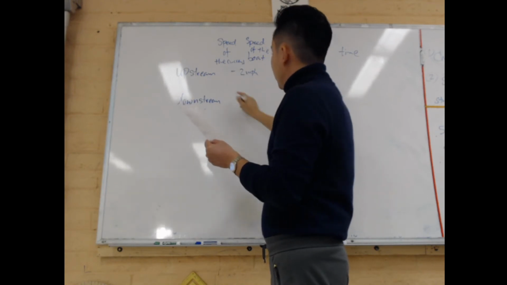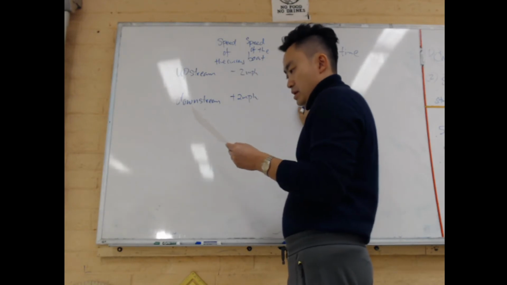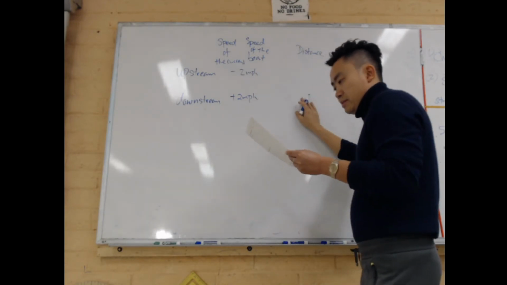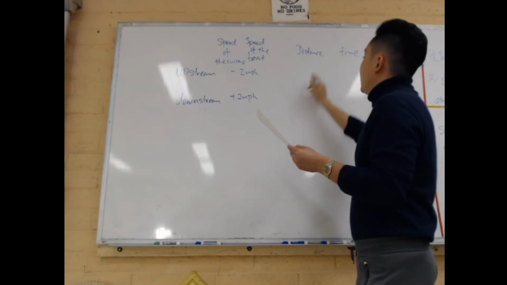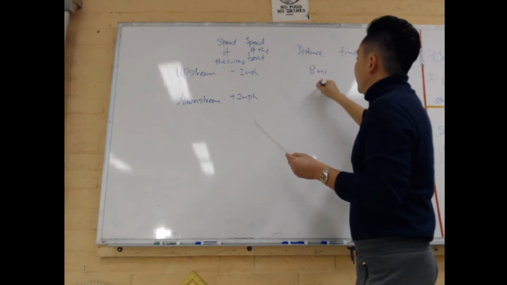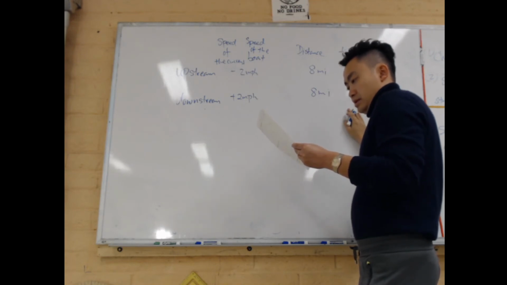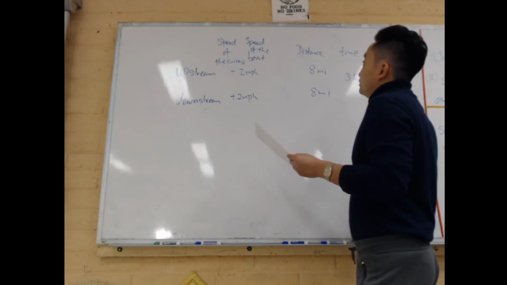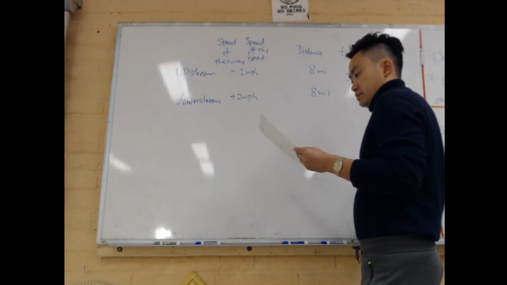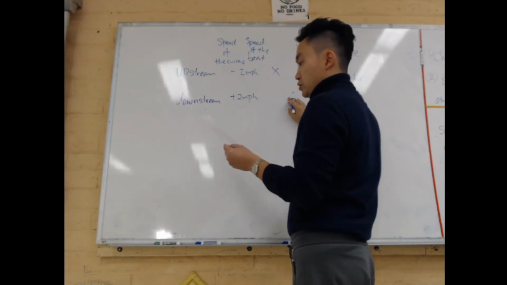And then for downstream, it's going with the current, so it's 2 mph. And a boat travels to a point 8 miles upstream and back again in 3 hours. So 8 miles is the same distance back and forth. And so the total time it takes is 3 hours. And we need to find the speed of the boat in still water.